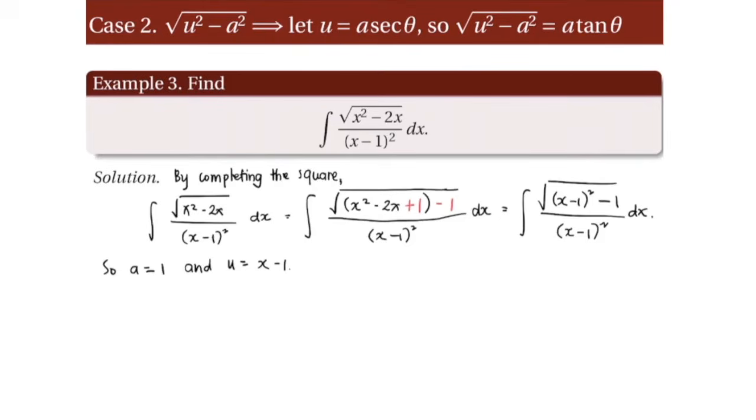So here, we let, again, u = x − 1, and the form is u² − a². So we replace it by a, which is 1, multiplied by secant theta, which means that taking the derivative of both sides, the derivative of the left would be 1 multiplied by dx, equal now to the derivative of the right with respect to theta. So that would be secant theta tangent theta d theta. And so, what do we have?